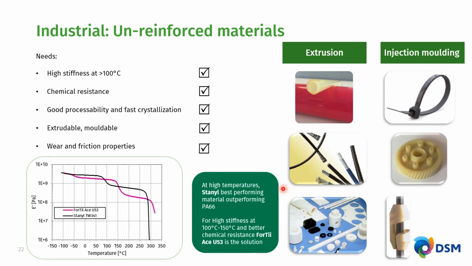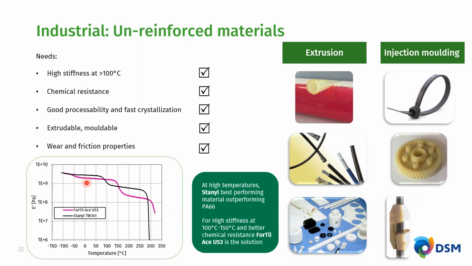The third example which I would like to talk about is from the industrial segment. It is about unreinforced materials. Normally when we say metal replacement, you think about highly reinforced materials, glass reinforced or carbon fiber reinforced grades. But metal replacement can also be very subtle. Looking at applications in extrusion, like tubes or hoses, or injection molding parts like fasteners or cable ties, gears, applications in oil and gas industry like guide rods. These are the areas where unreinforced materials could as well replace metals, and there could be requirements like high chemical resistance, stiffness, and strength at high temperatures.